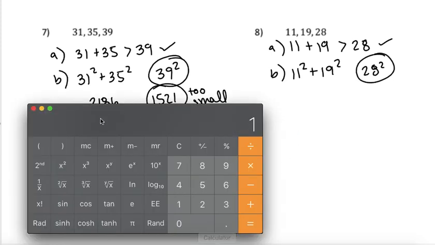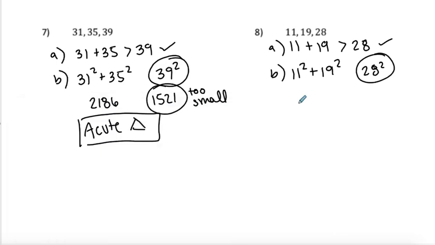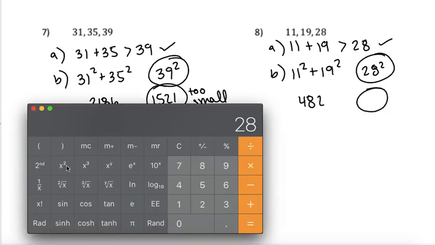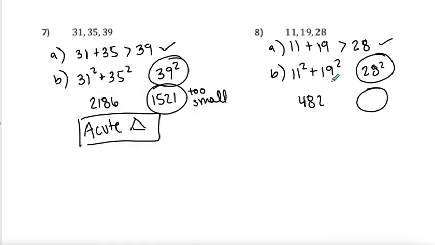On my calculator, 11 squared plus 19 squared, 482. And I want to compare it to 28 squared, 784. All right, so when I compare, this is not just right. It's not a right triangle. C was too big. And because it was too big, this is now going to be an obtuse triangle.